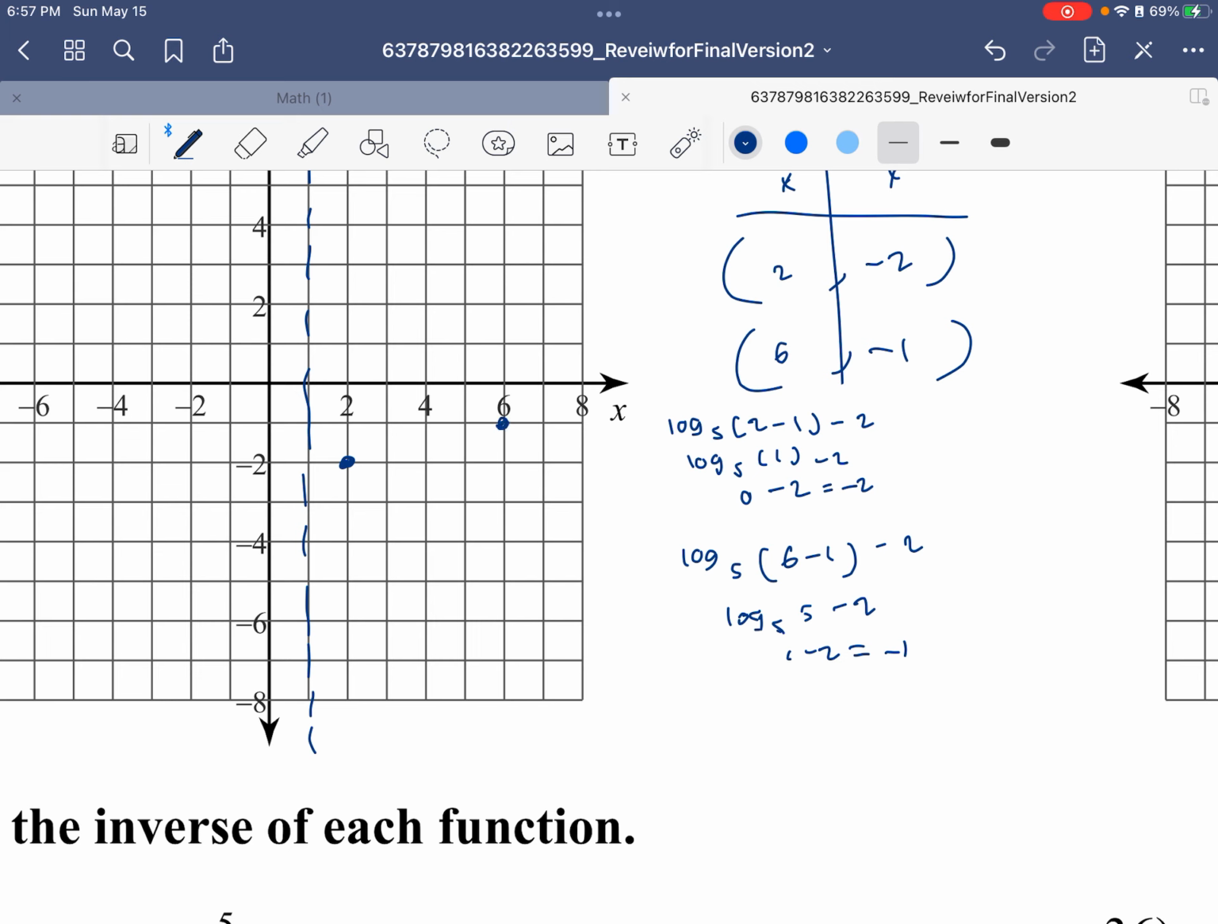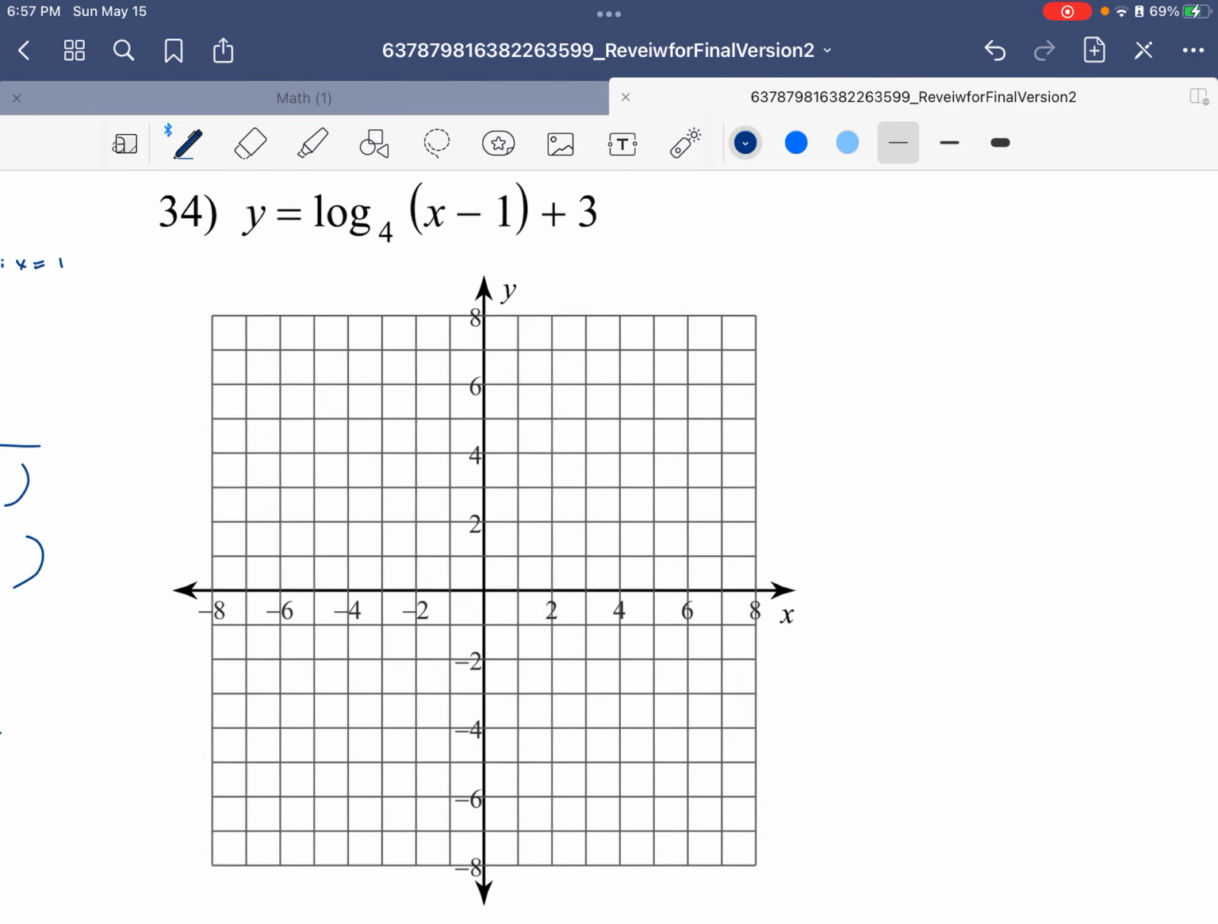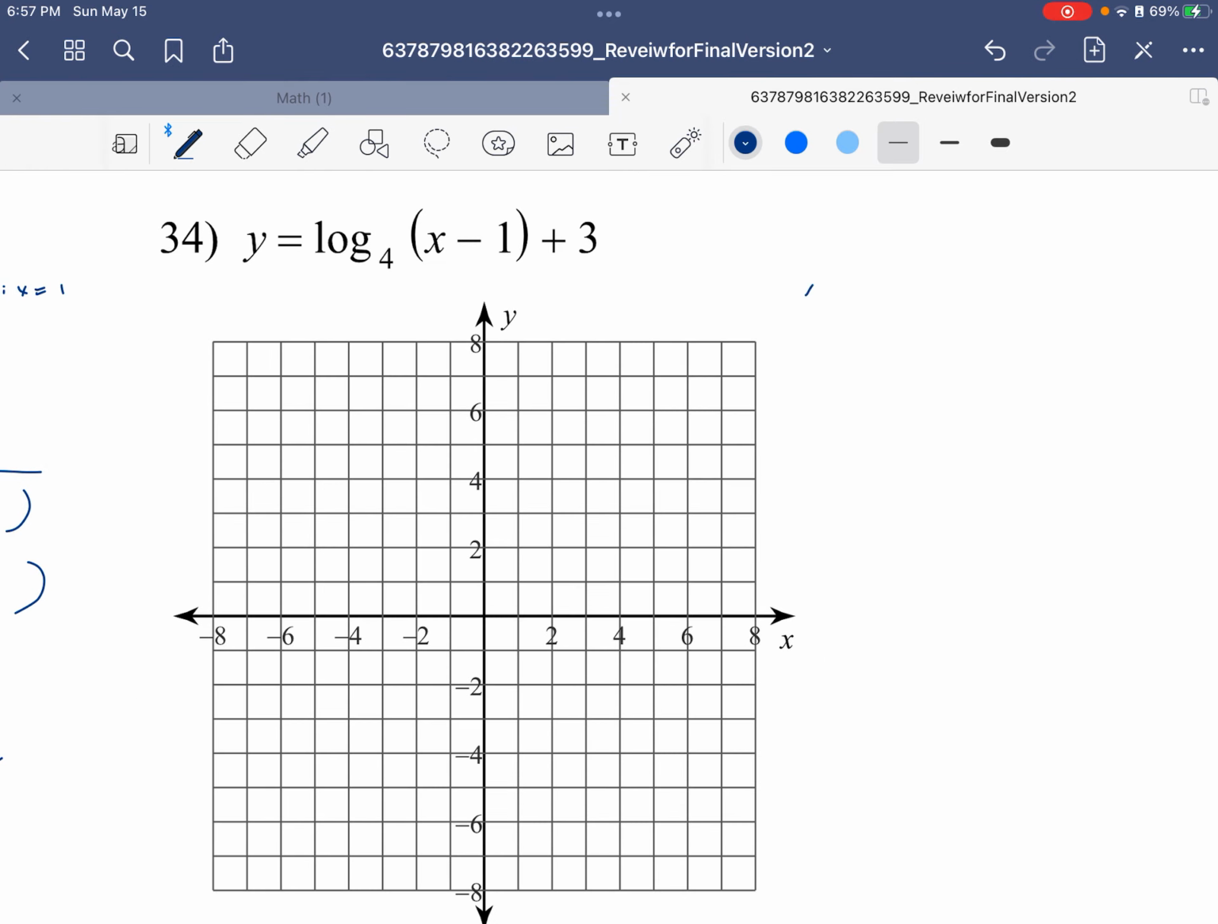What I do is I follow the vertical asymptote and then cross through those 2 points, and that is our answer. Okay, for the next one, same thing. Set the inside equal to 3 things: 0, 1, and then the base, which in this case is 4. Then you get the vertical asymptote, which is x equals 1, and then x equals 2, x equals 5. Plug those into our table, and then plug the values into our equation.